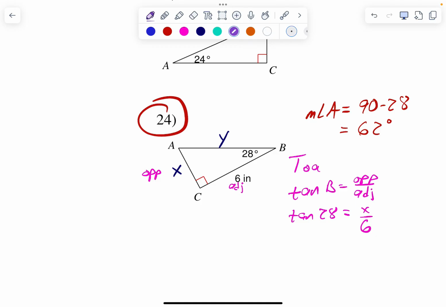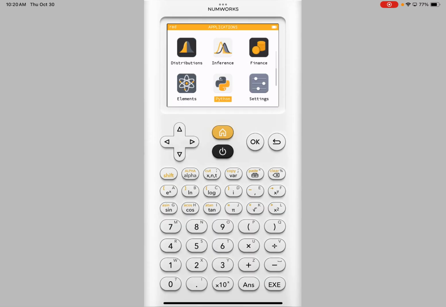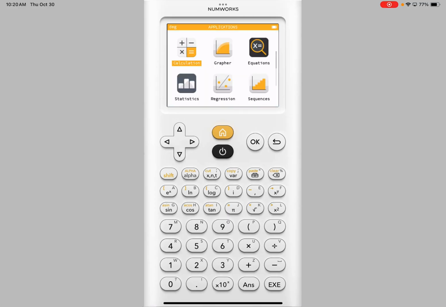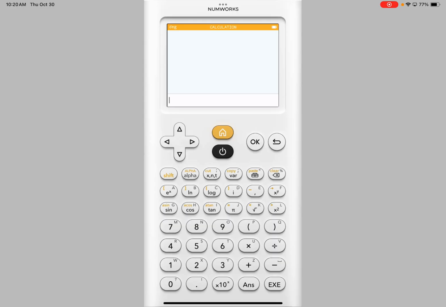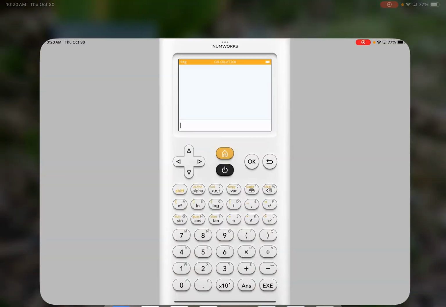How do we get x by itself? Yep, times 6. And then the whole left side now can just go in your calculator. What do you need to make sure before you punch numbers? Because remember, mine resets every day. Yeah. So let me go fix that. Degrees. And we'll do, sorry, I forgot what it was, 6 tangent of 28.